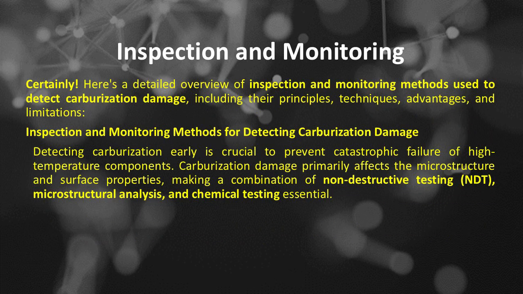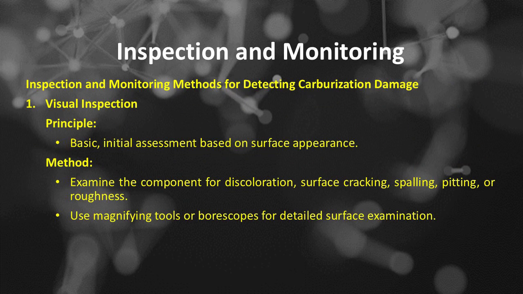Here's a detailed overview of inspection and monitoring methods used to detect carburization damage, including their principles, techniques, advantages, and limitations. Detecting carburization early is crucial to prevent catastrophic failure of high-temperature components. Carburization damage primarily affects the microstructure and surface properties, making a combination of non-destructive testing, NDT, microstructural analysis, and chemical testing essential. Inspection and monitoring methods for detecting carburization damage include: number 1 is visual inspection.